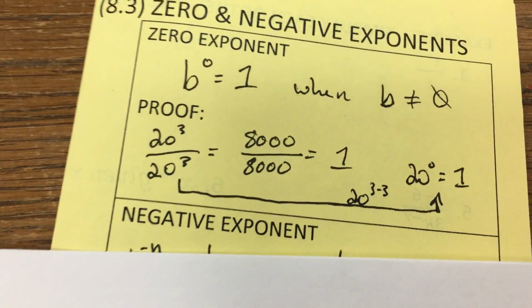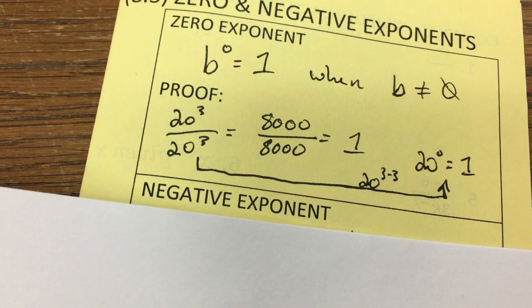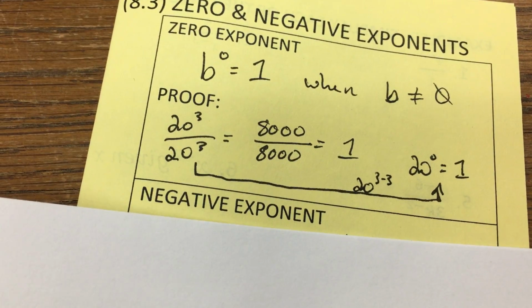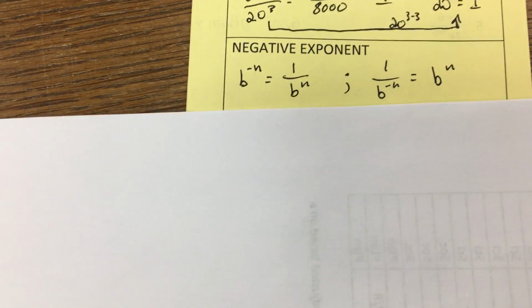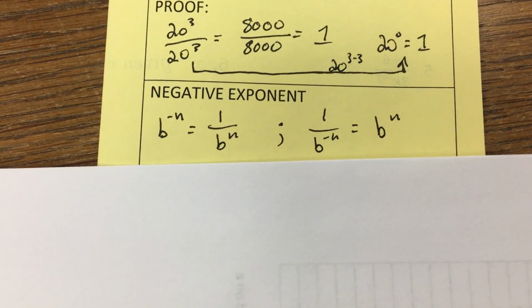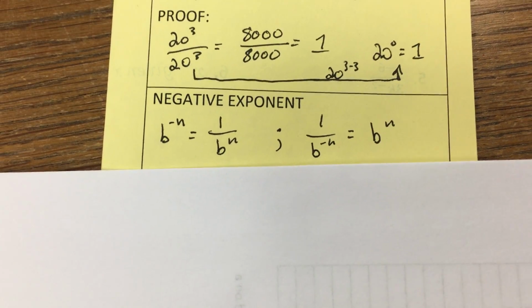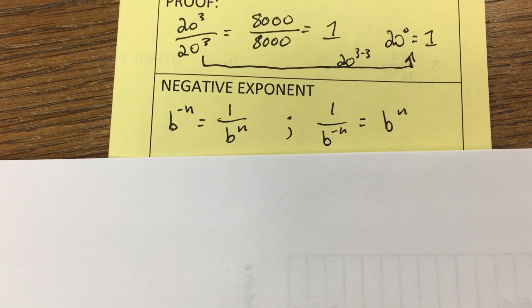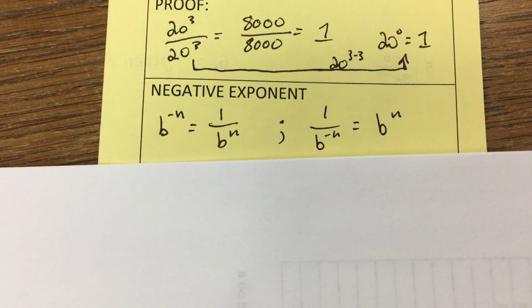Okay, let's talk about negative exponents. We learned yesterday that you use the reciprocal to find the negative exponents. How does that apply in terms of the property? Well, here's the property: b to the negative n equals 1 over b to the positive n. That means we found the reciprocal, and that turned a negative exponent into a positive exponent.